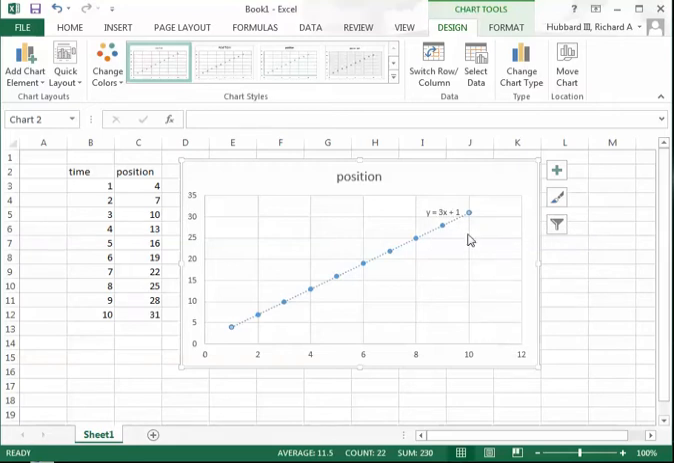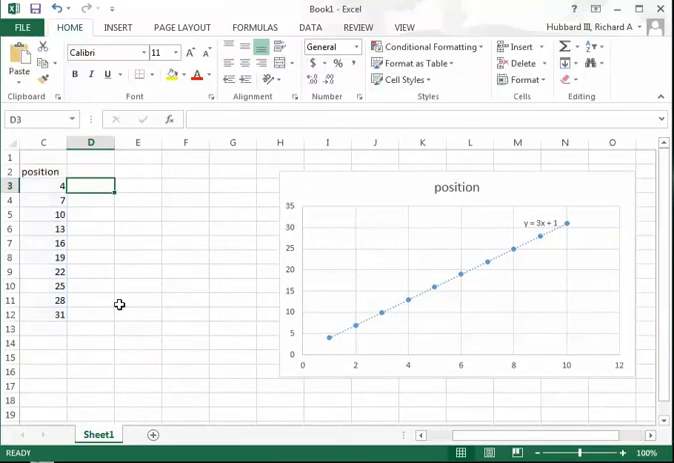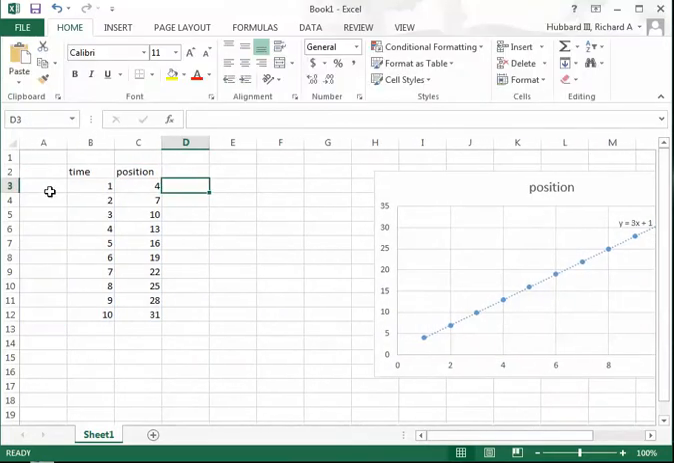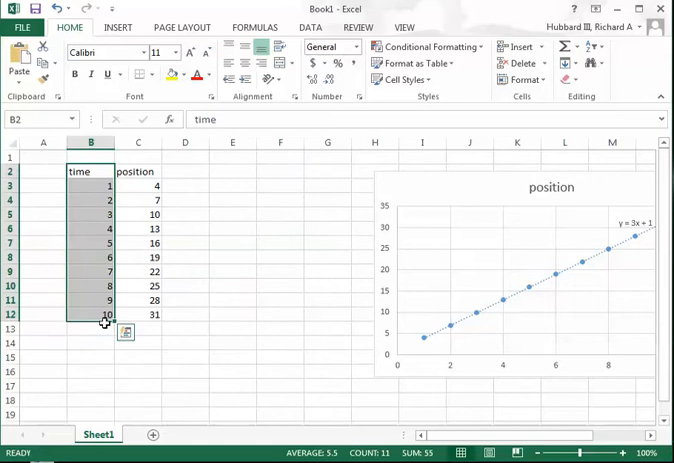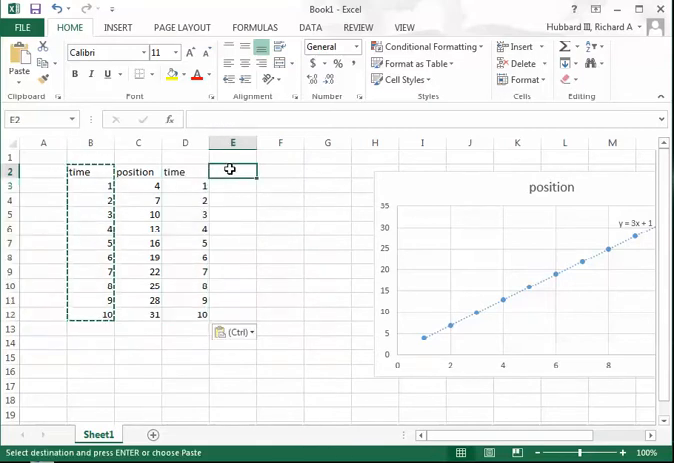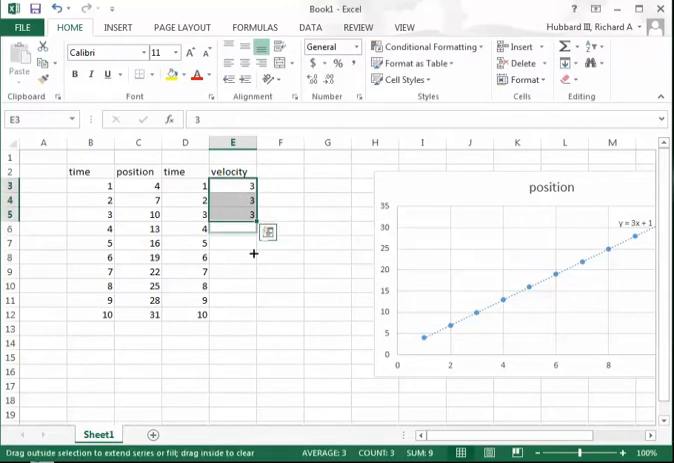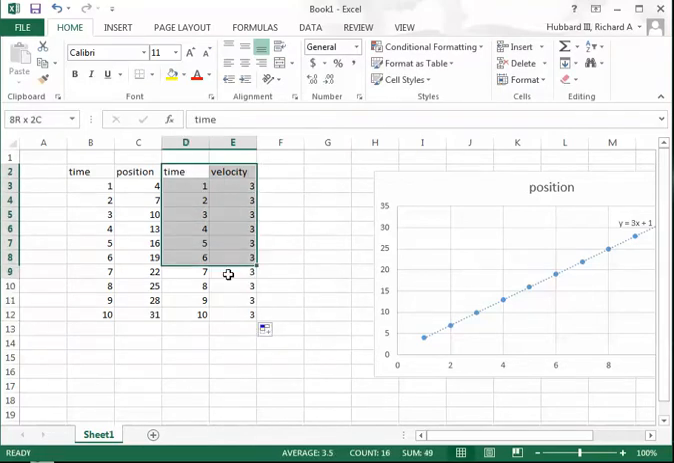So I'm going to make another data set, and let's imagine again that I have these times. I'll just copy these times. And then what's my velocity? Well, coming back to this, it was 3. And it was 3. And it was 3. I'm just going to copy that velocity all the way down. And I'll let Excel draw the graph this time.